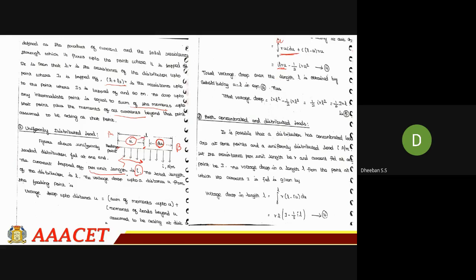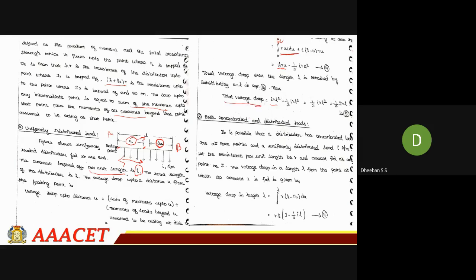This is the same thing you do while finding the inductance value. First you find it up to the x value, after that you replace x with your entire length. So you'll be getting I R L square, because U is replaced by L, so it will be I R L square minus 1 by 2 I R L square. So you'll be getting finally 1 by 2 I R L square. This is your total voltage drop.